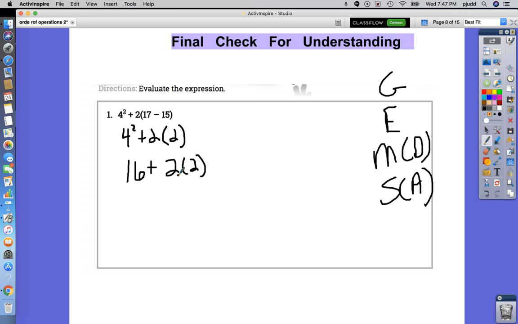And multiplication is the next one that you're going to do because multiplication and division come before subtraction and addition. So I'm going to bring down the 16. 2 times 2 is 4. So I have 16 plus 4. Now I only have one operation left. 16 plus 4 is 20. Great.